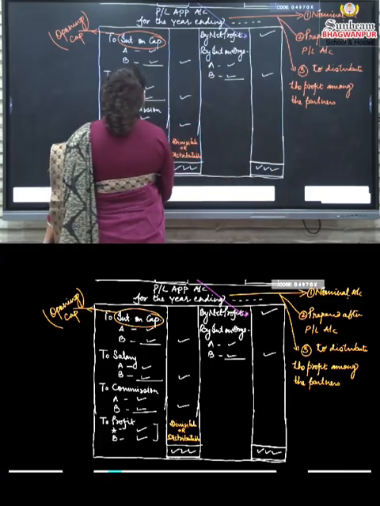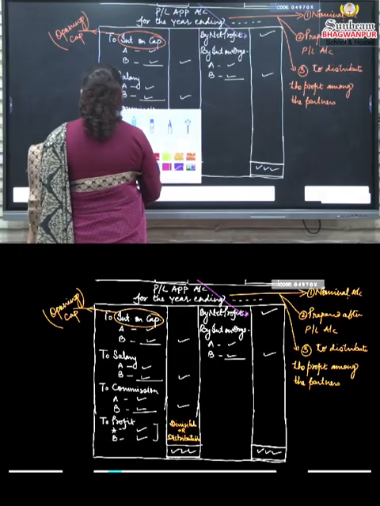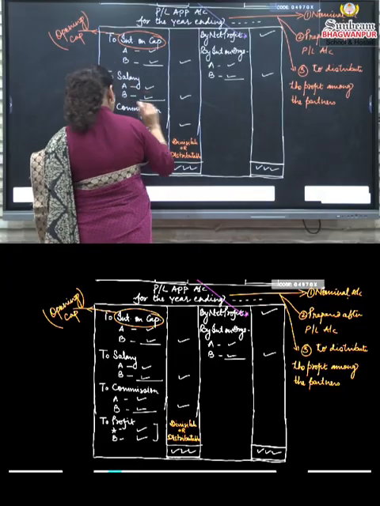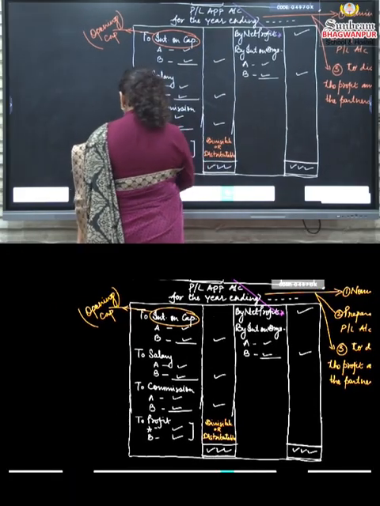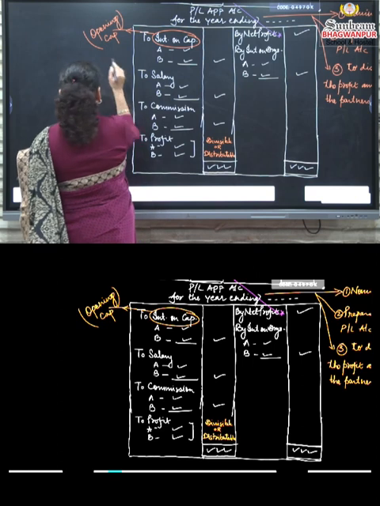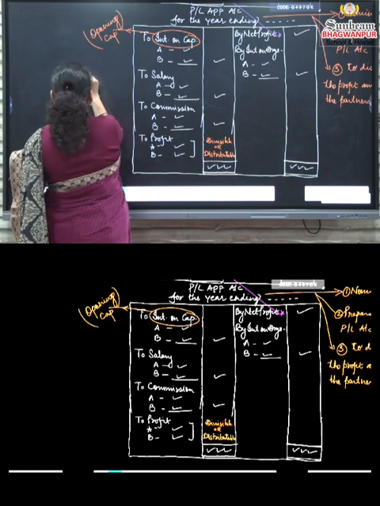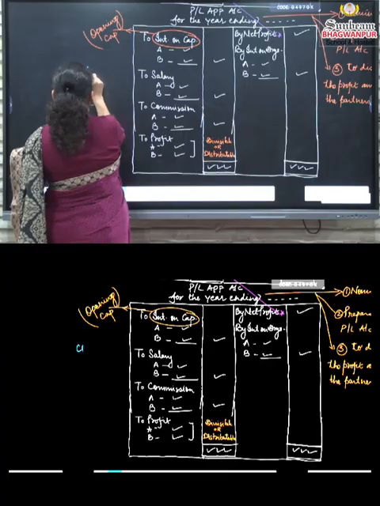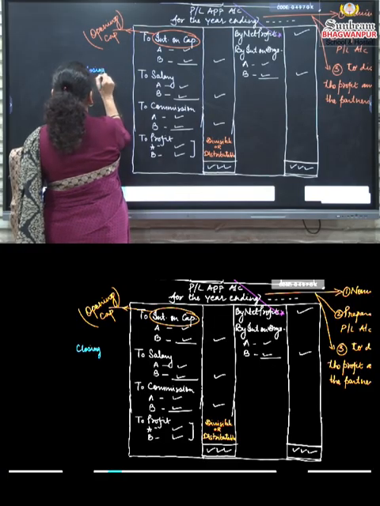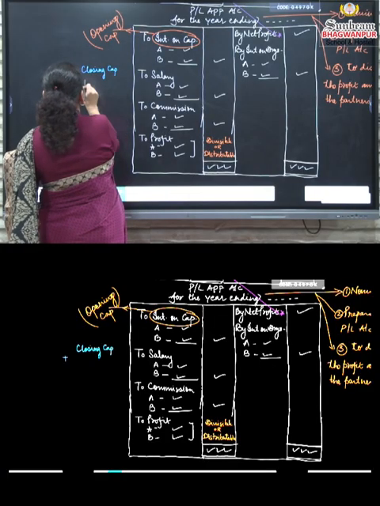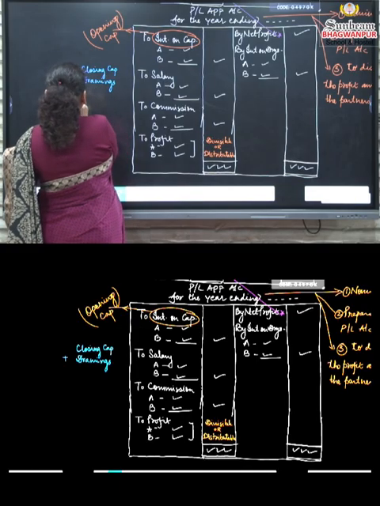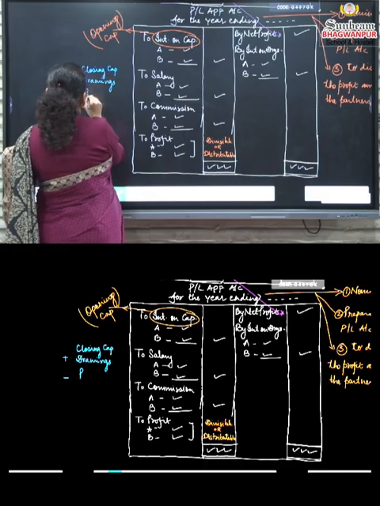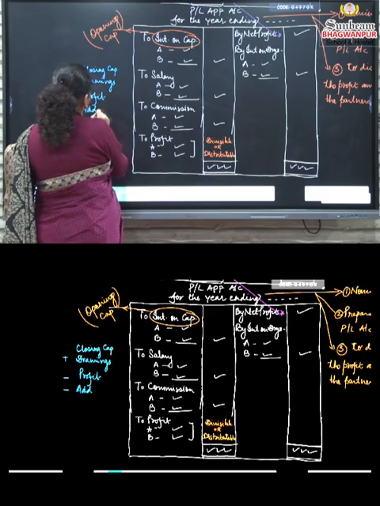Suppose opening capital is not given, then we are supposed to calculate this opening capital by applying one formula which we have already studied in class 11, that is closing capital plus drawings minus profit minus additional capital, right.